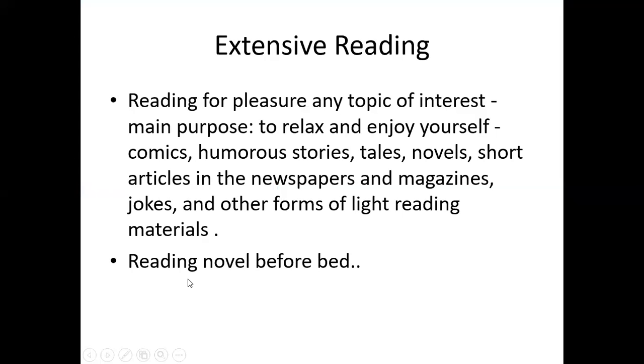Now, extensive reading. Extensive reading is very important. Normally it is observed that students never go for extensive reading. They only stick to their course material, their course books, and sometimes they get tired of it because they think it is a burden, not of their interest, even though they have to read and study it as part of their academic setting.